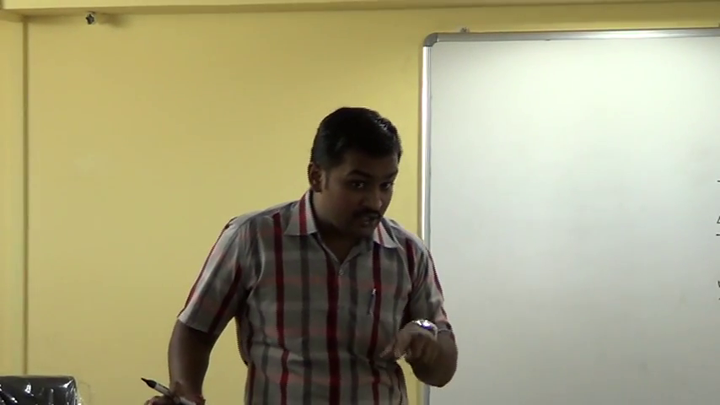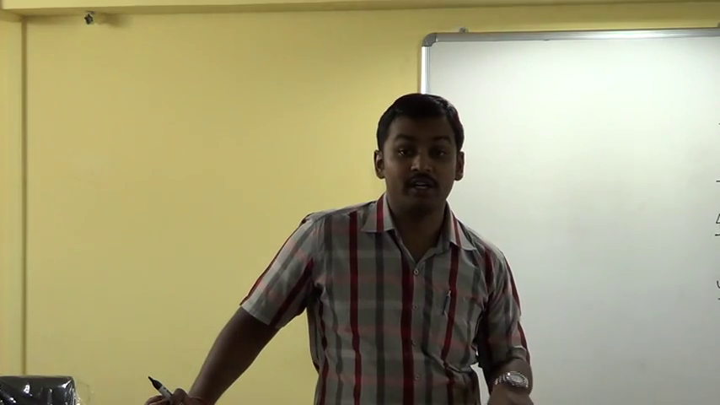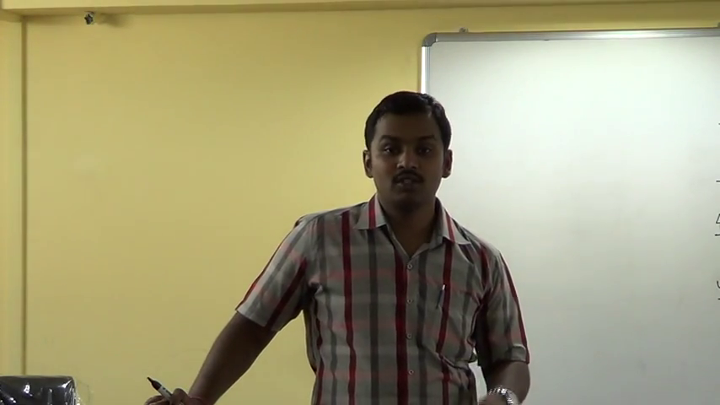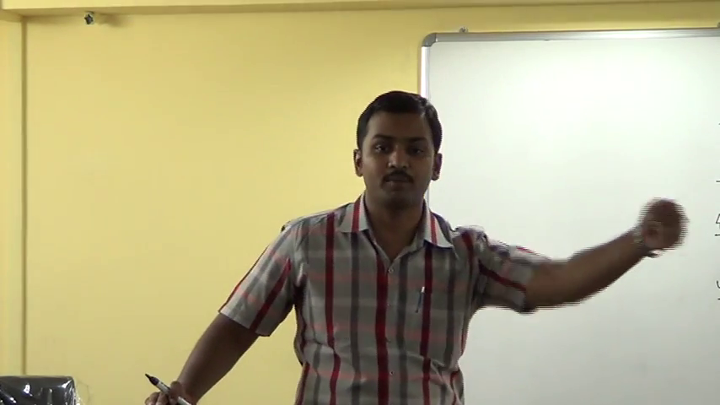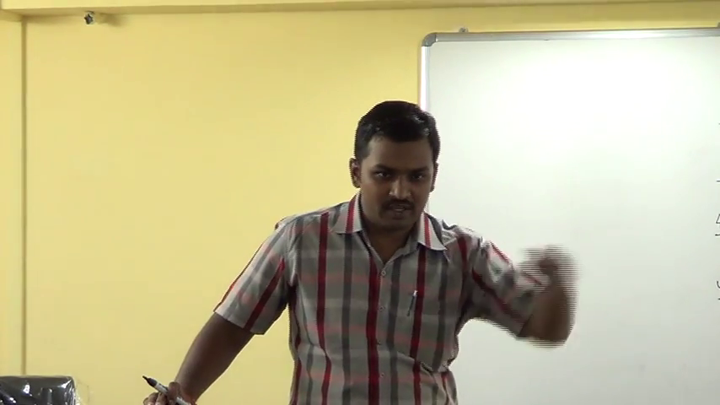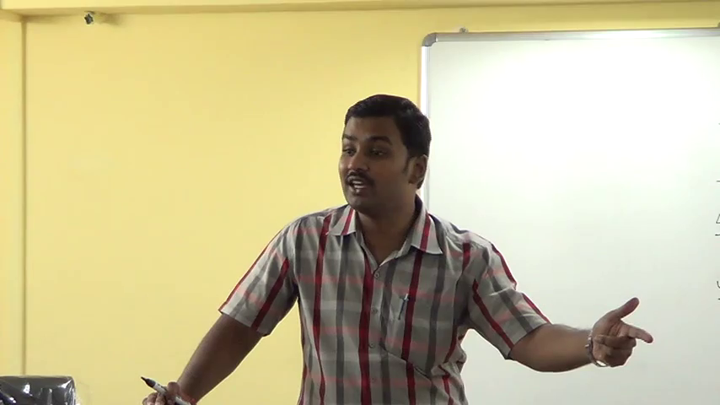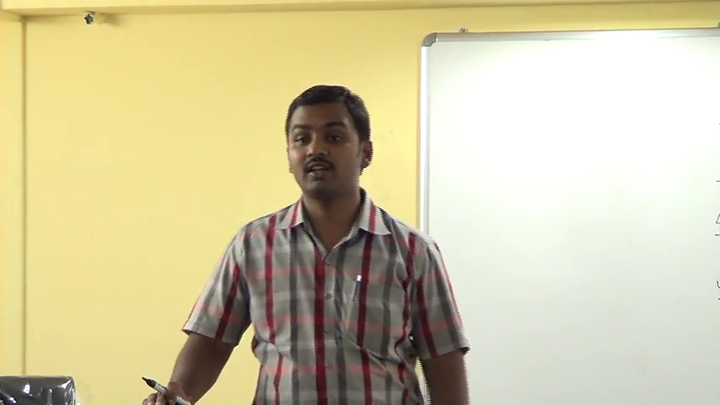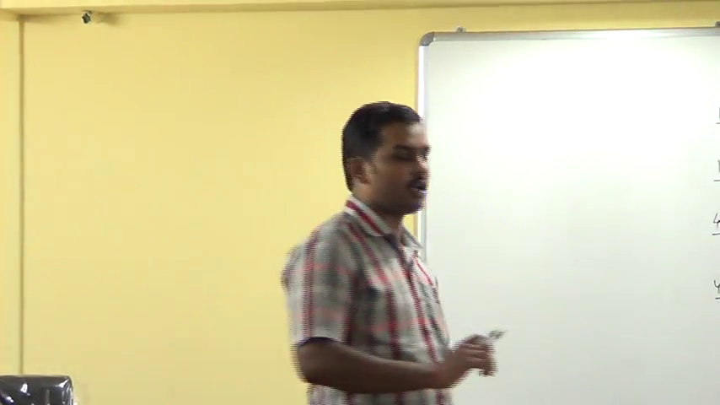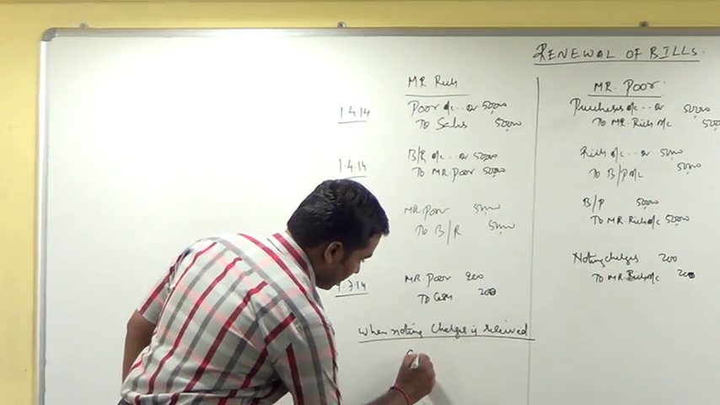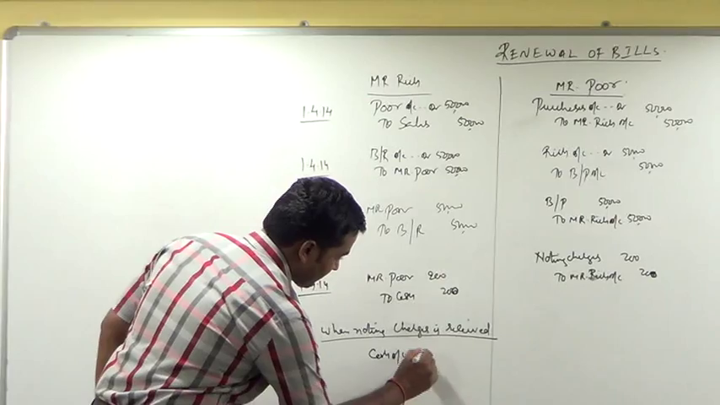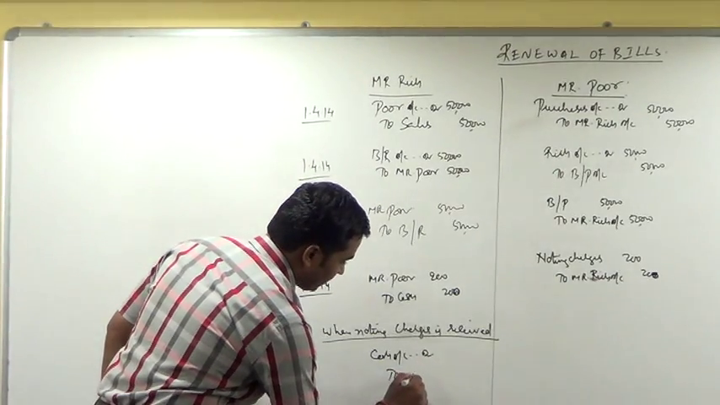Will you write cash account debtor to noting charges or cash account debtor to Poor account? See, when we paid noting charges, we have shown it like a loan given to Mr. Poor. Now he is giving the money back to us. So his account has to be credited. What is the entry you write? Cash account debtor to Mr. Poor account. Many people will make a mistake in this entry.